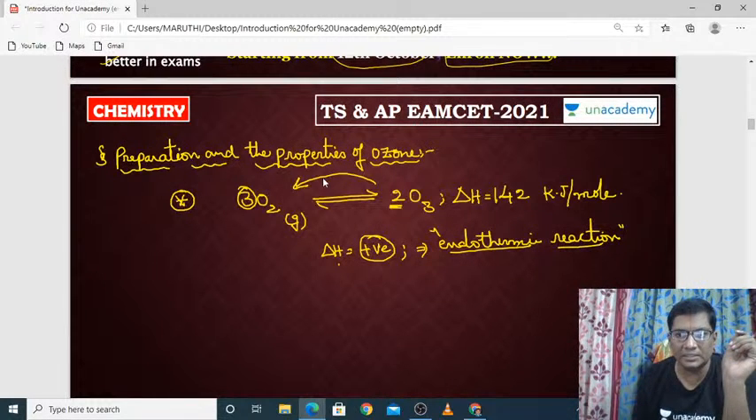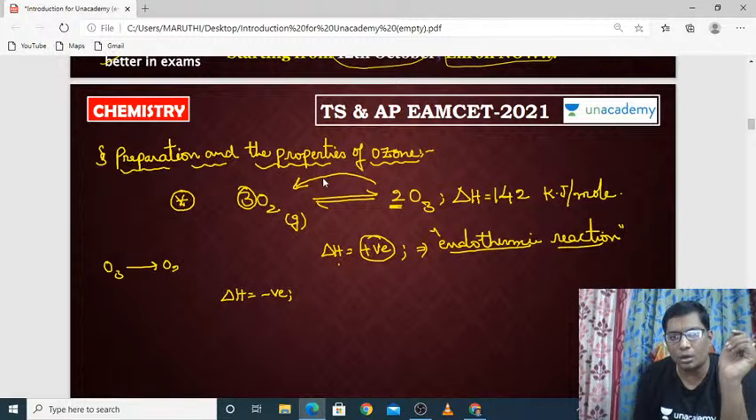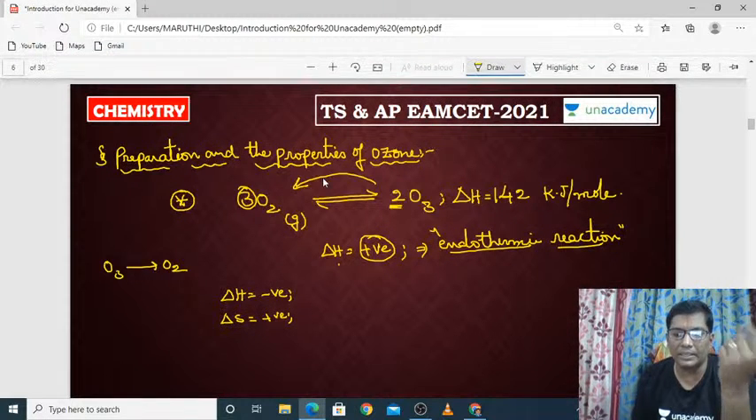So the delta H value is negative because ozone is converted to oxygen. But what about the delta S value? Delta S value will be positive. Delta H is negative, delta S is positive.